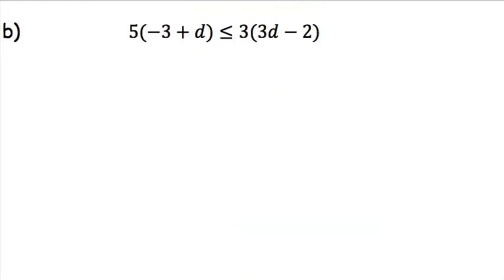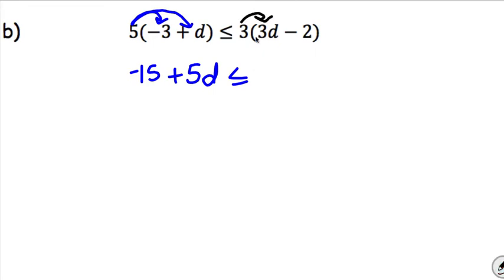Next. Distributive property. We can see that we have parentheses on both sides, so we need to do our distributive property. 5 times negative 3 gives me a negative 15. 5 times d is a plus 5d. Is less than or equal to? Switch up the color here. 3 times 3d gives me 9d. And 3 times negative 2 gives me a negative 6.